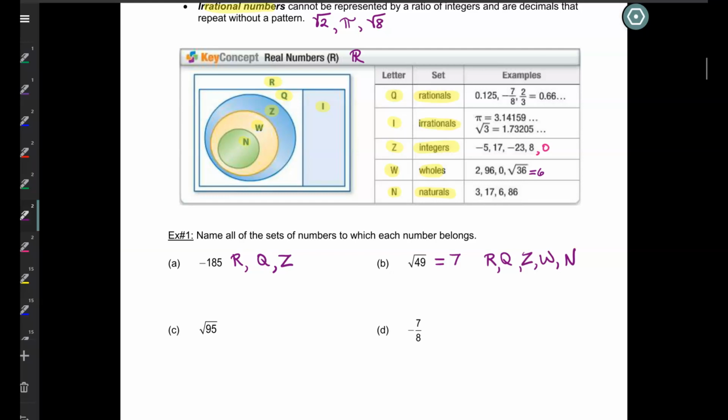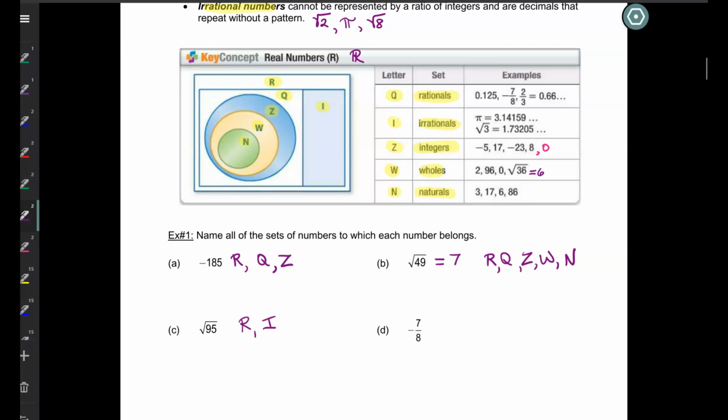Will we be working with non-real numbers? Yes. Yes, we will. Chapter 4. I know. All right.